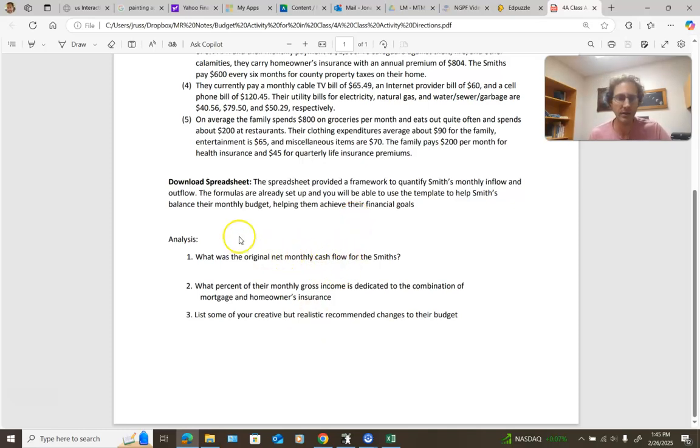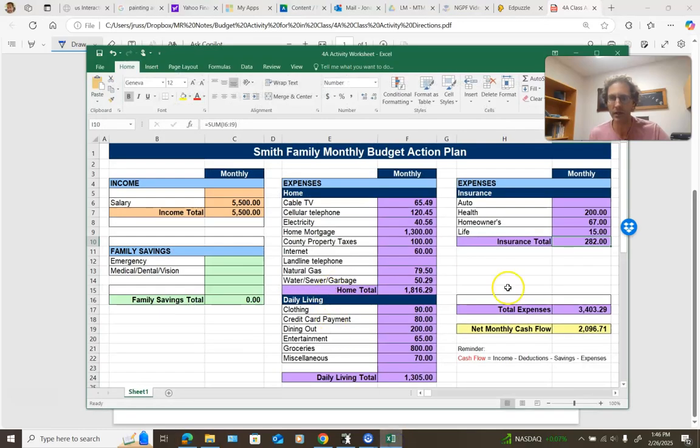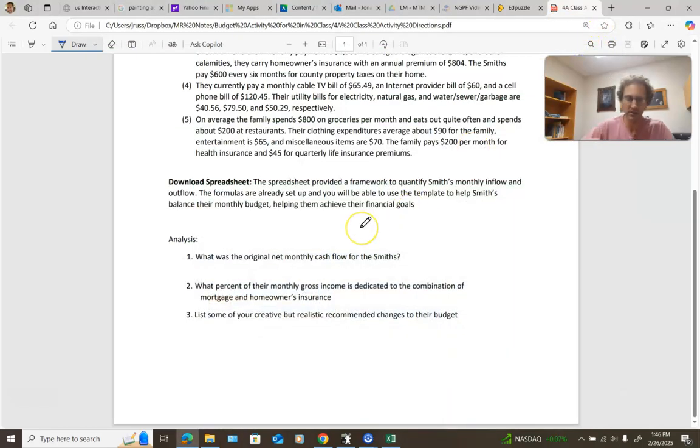All right, now in your project, you're going to have some questions to answer as well, so I'll go ahead and answer these. So it says, what was the original net monthly cash flow for the Smiths? Well, all we need to do there is look back over here. It's $2,096.71. Okay. So they're basically about $2,000 ahead each month.